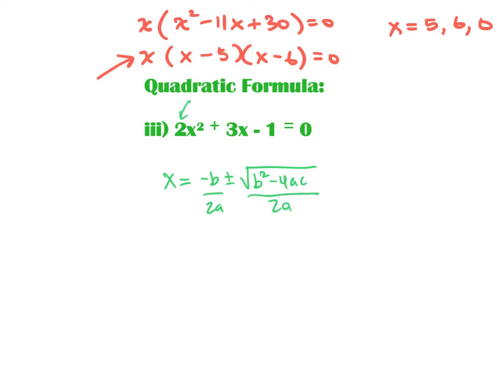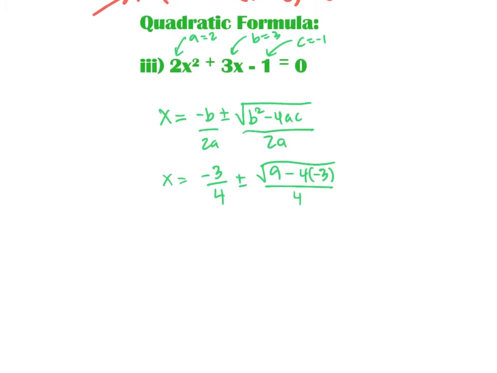Okay, where in this case a equals 2, b equals 3, and c equals negative 1. So let's find our solutions using the quadratic formula. Negative b, which would be negative 3, over 2a, which is 2 times 2, which is 4, plus or minus the square root of b squared, 3 squared is 9, minus 4 times a times c. So a times c is negative 2, all over 2a, which is 4.